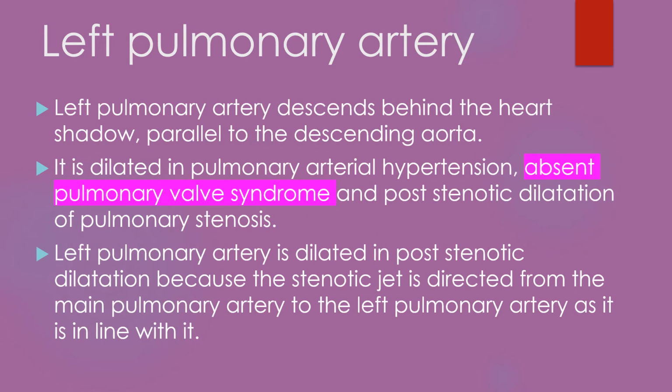Left pulmonary artery descends behind the heart shadow parallel to the descending aorta. It is dilated in pulmonary arterial hypertension, absent pulmonary valve syndrome and post-stenotic dilatation of pulmonary stenosis. Left pulmonary artery is dilated in post-stenotic dilatation because the stenotic jet is directed from the main pulmonary artery to the left pulmonary artery as it is in line with it.